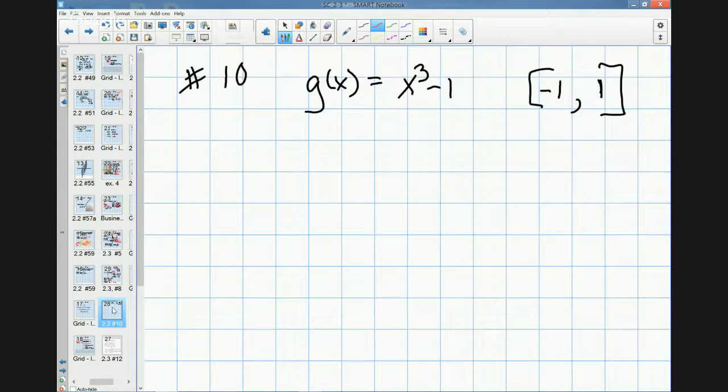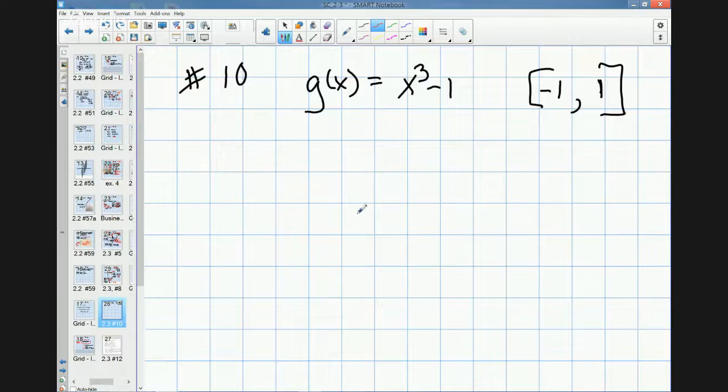Okay, so let's talk about number 10 in the book. We never were here last time. If you look at number 10, this is on page 116. We see that we have the function g of x equals x cubed minus 1. And we're supposed to analyze this on the closed interval from -1 to 1. And the directions say, use a graphing utility to graph the function and find its average rate of change on the interval.